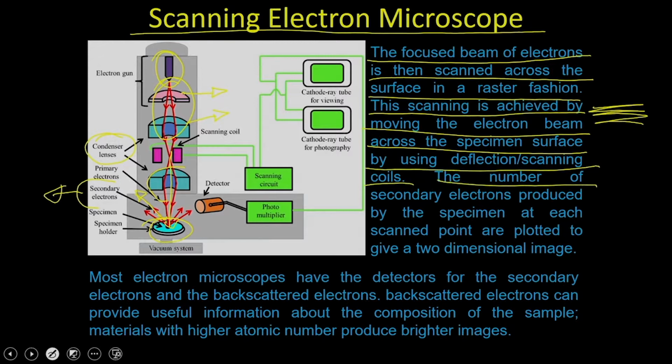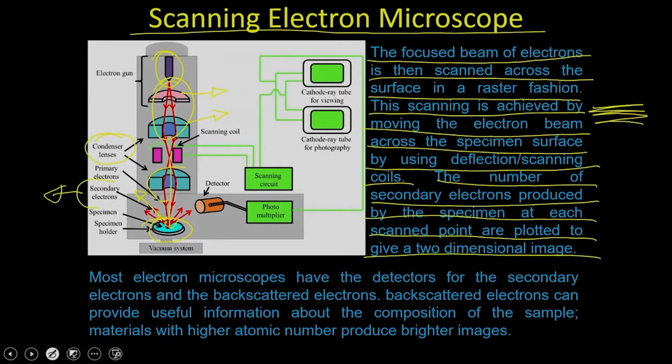The number of secondary electrons produced by the specimen at each scanned point is plotted to give you a two-dimensional image. If this is the surface, the electron beam is going to bombard everywhere, and as a result the secondary electrons are going to be produced everywhere. But if you have a depth, the electrons are going to reach different points within that particular detector, and that is how it is going to give you three-dimensional information. That is how it is actually going to give you a two-dimensional image.